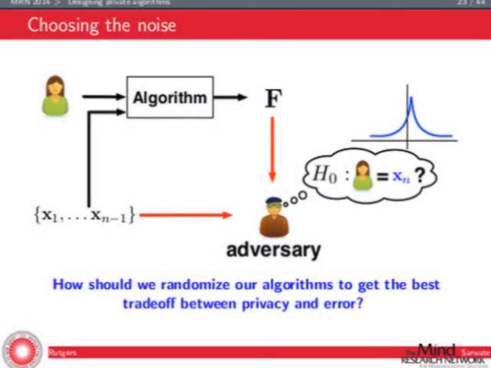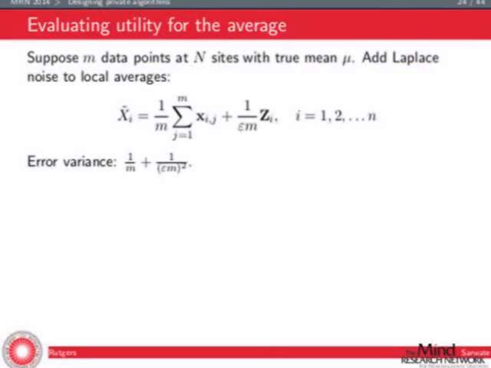So this raises the question: how should we randomize our algorithms to get the trade-off between privacy and error in this setting, where I have a generic thing that's not just the average? The average is nice because I can break down things. And if I want to choose how to randomize, then I should really understand a bit more deeply what's going on in this average example.